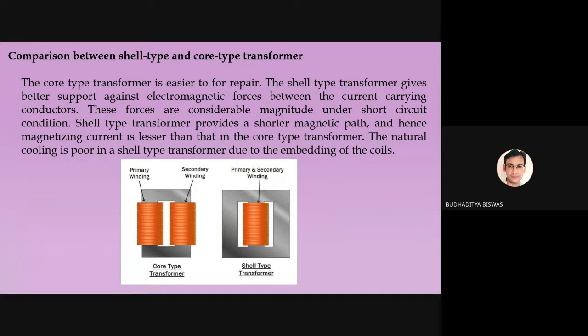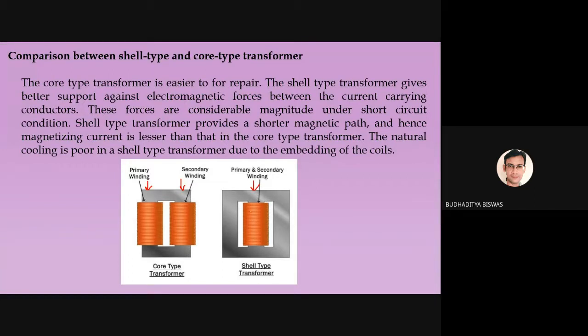The first point is that the core type transformer is easier to repair, because the winding can be reopened by the mechanics very easily. They are placed at the outer limbs. This one is called the limb. This part and this part are called the limb. This part is also called a limb, but this is the central limb. This one is placed centrally.